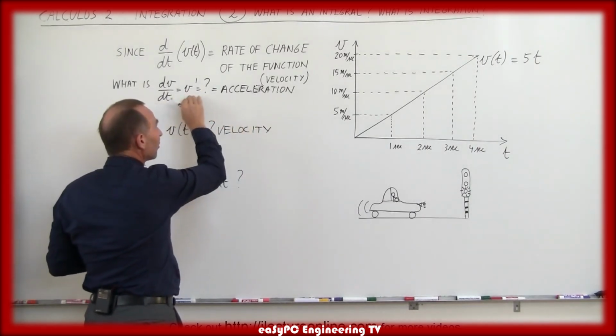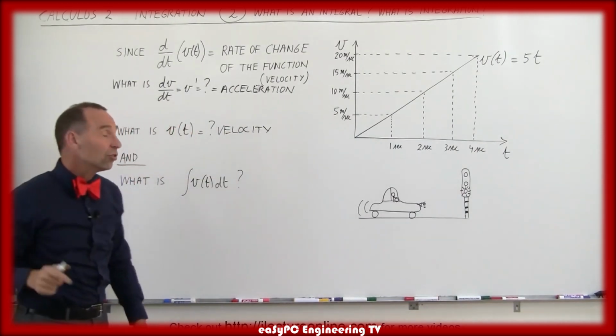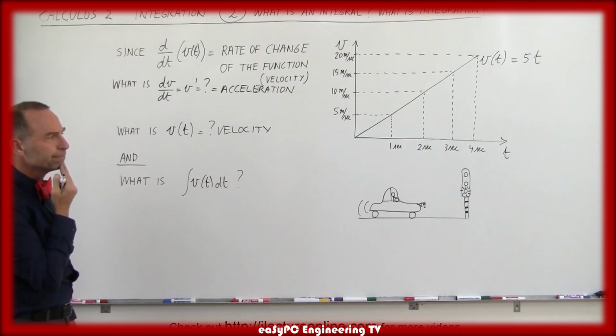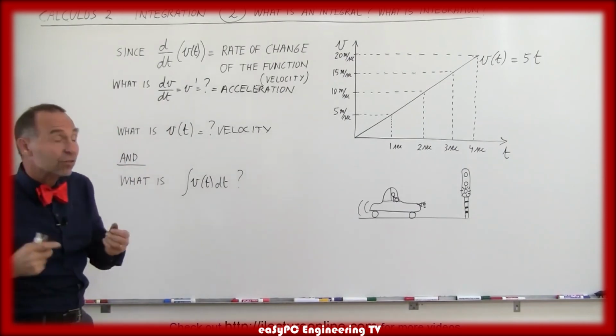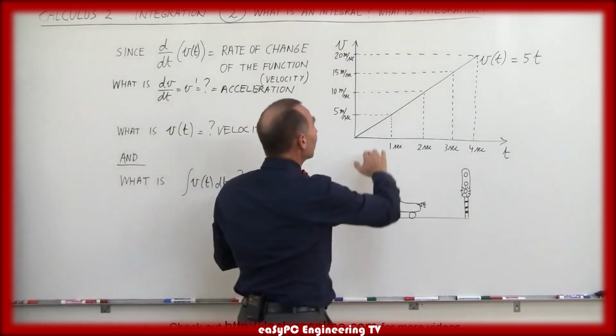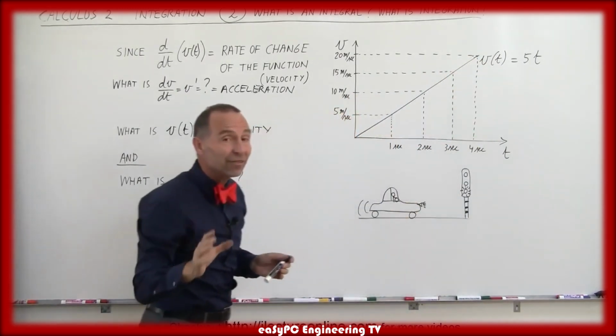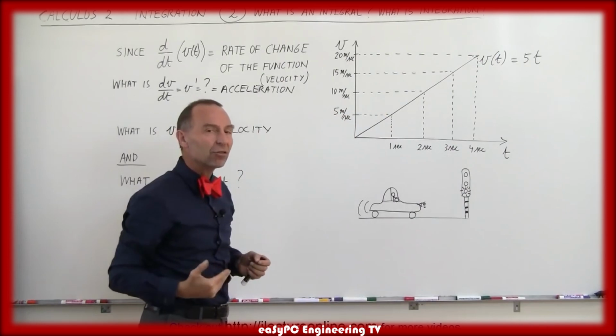The derivative of velocity represents acceleration. Now the question is, what does the integral of the function represent? The integral of the function, and we'll see that later, really represents the area underneath this curve. And the area underneath this curve represents how far the vehicle has traveled.